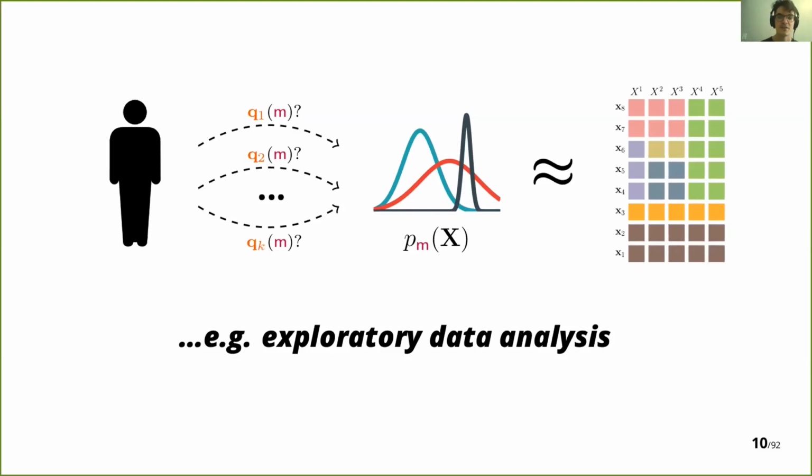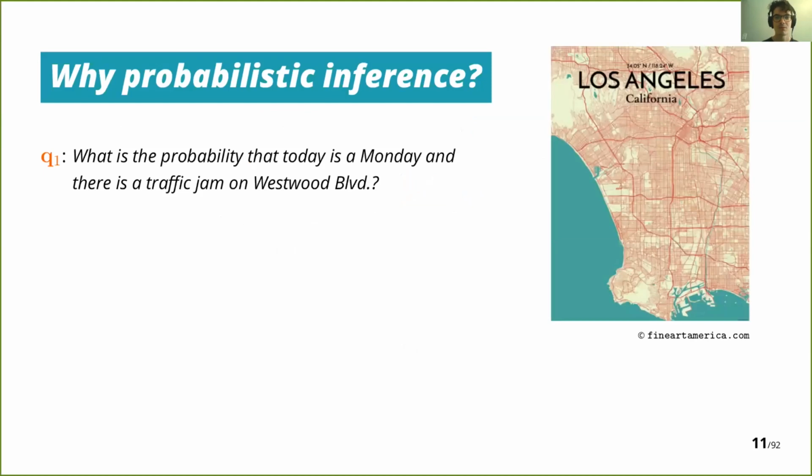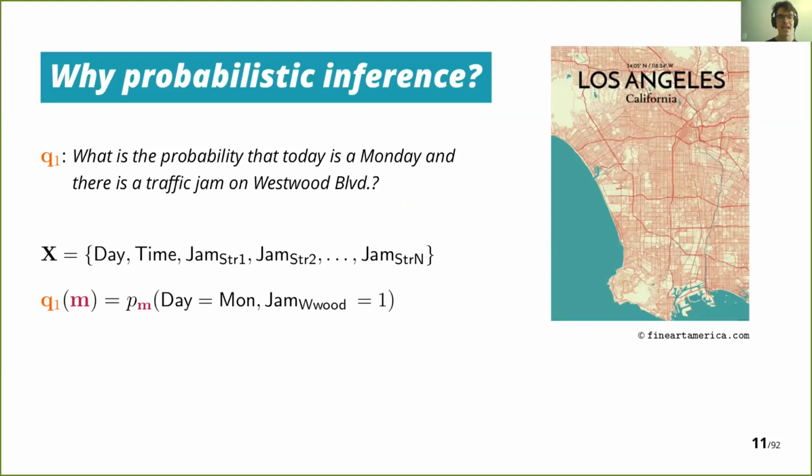So let's get back to the original example and let's try to formalize this such that you get a better intuition of what I'm talking about. You're asking, what's the probability that today is a Monday and there is a traffic jam on Westwood Boulevard? To formalize this, we need to name our attributes, our features. So we have a bunch of random variables, one for the day, another for the time, and a collection of, let's say, binary indicators, one for each street that we might think of. And each one of these indicators is set to 1 if we have a traffic jam on that street.